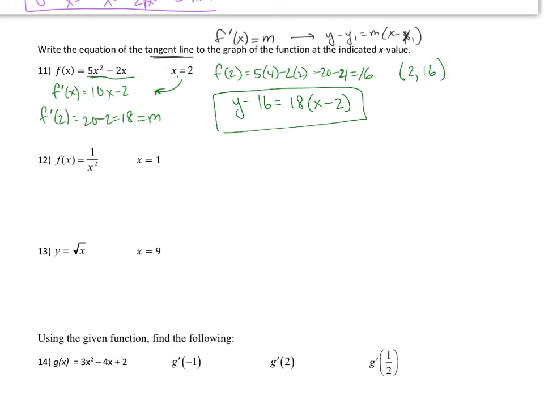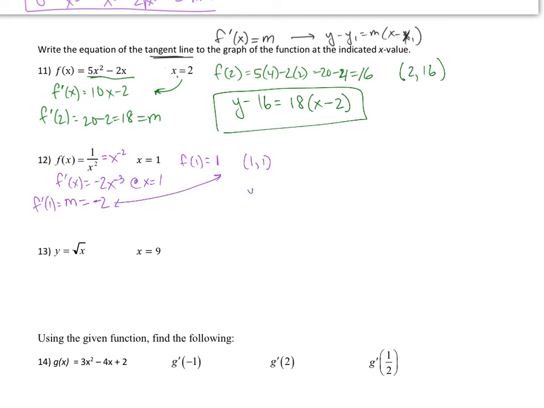All right, let's take a look at this next one. Over here, I need to find the derivative. So I'm going to rewrite this to be x to the negative 2. F prime of x is going to be negative 2x to the negative 3. And at x equals 1, when I plug that in, this is going to be my slope. And f prime of 1 is the slope, and that's going to end up being just simply negative 2. So we need to know what f of 1 is. F of 1 is just going to be 1. So we know that it goes through the point 1, 1 and has a slope of negative 2. That's my tangent line.